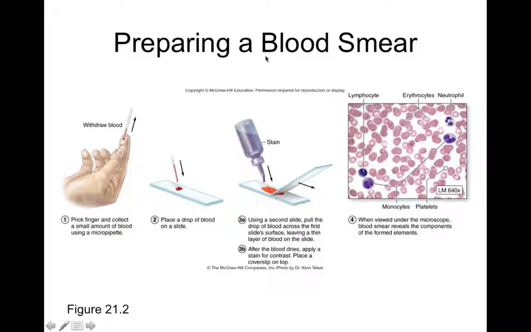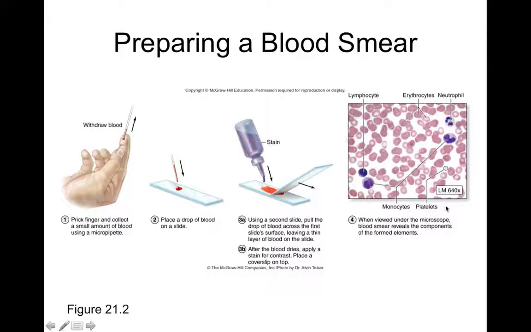So on this slide, we're going to look at how to prepare a blood smear. Basically, what you can do is just take a little pinpoint prick of blood. You can use a lancet. What you do then is put a little drop of blood on a slide. You can apply a stain, like a Wright stain. This is a nuclear stain, so actually, it's attracted to DNA. And once you apply the stain, you can smear that blood across, put a cover slip on top, and then look at it under a microscope.